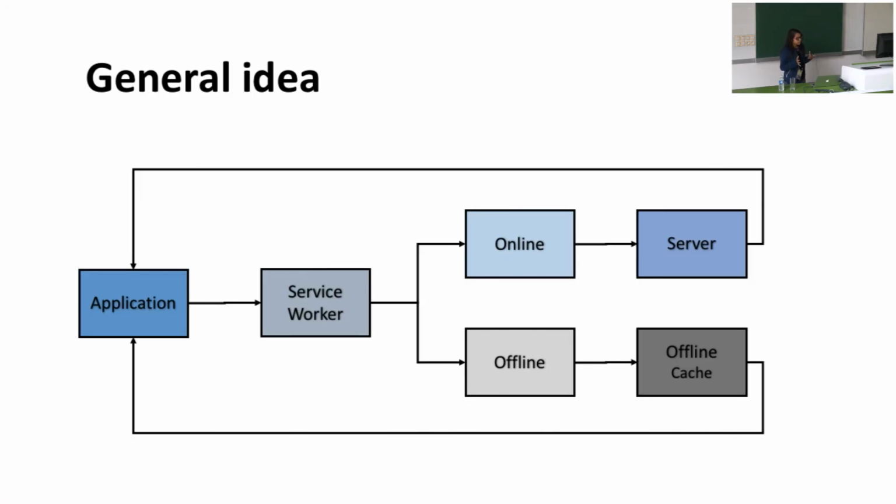So the general idea behind this is that you have an application and you have a service worker associated with that. If you're online, you generally fetch stuff from the server. If you're offline, you fetch stuff from the offline cache, right?